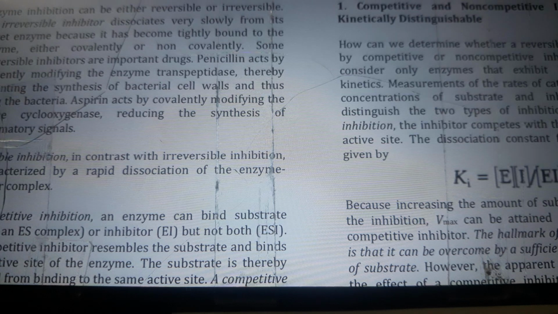An irreversible inhibitor dissociates very slowly from its target enzyme because it has become tightly bound to the enzyme, either covalently or non-covalently. Some irreversible inhibitors are important drugs. Penicillin acts by covalently modifying the enzyme transpeptidase, thereby preventing the synthesis of bacterial cell walls and thus killing the bacteria. Aspirin acts by covalently modifying the enzyme cyclooxygenase, reducing the synthesis of inflammatory signals.